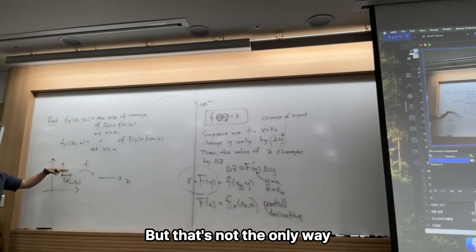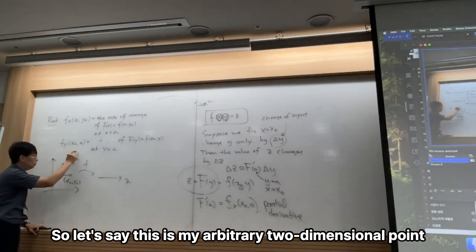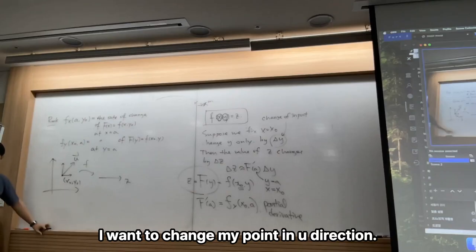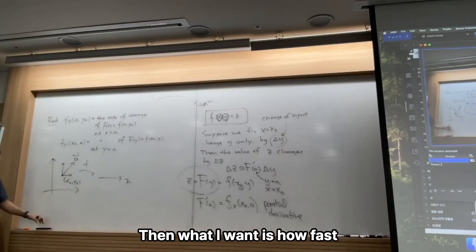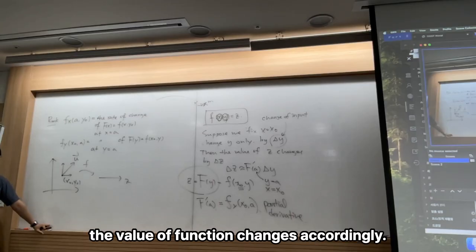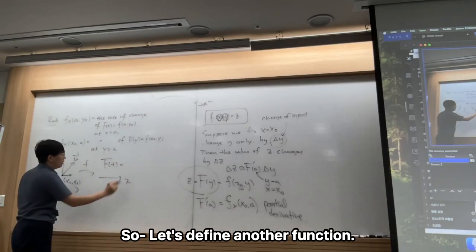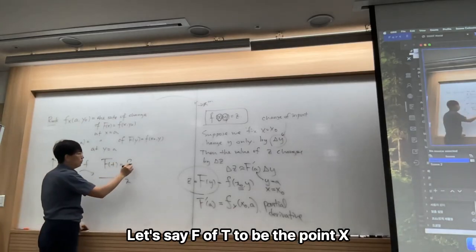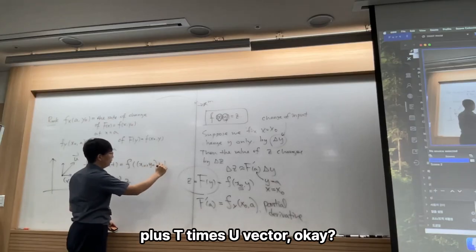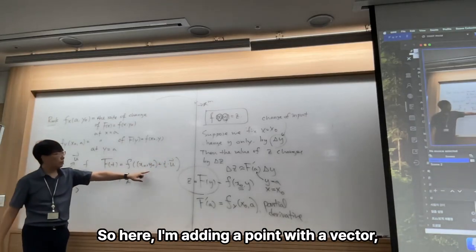But that's not the only way I can change it. I can choose any direction. So let's say this is my arbitrary two-dimensional point, and I want to change my point in the u direction. Then what I want is how fast the value of the function changes accordingly. So let's define another function, let's say f(t), to be the point (x0, y0) plus t times the u vector.